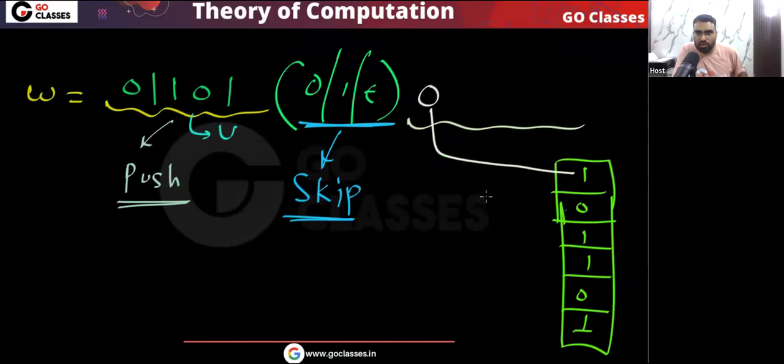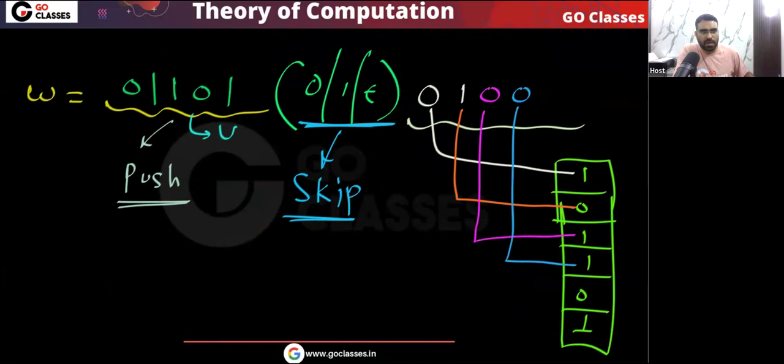You can see the next, what should be there. The next should be 1. Yes or no? And the next should be what? The next should be 0. Okay, yes or no? And the next should be what? The next also should be 0. And the next should be what? The next should be 1.